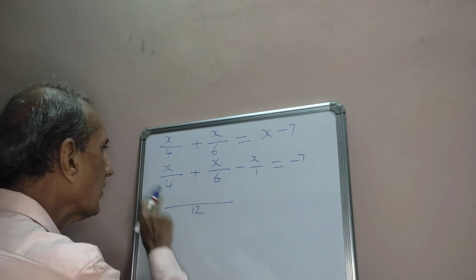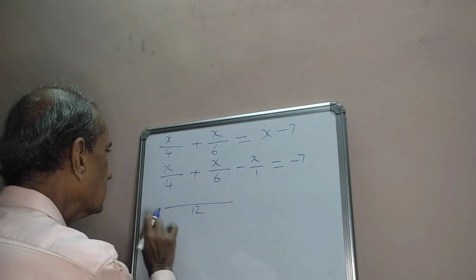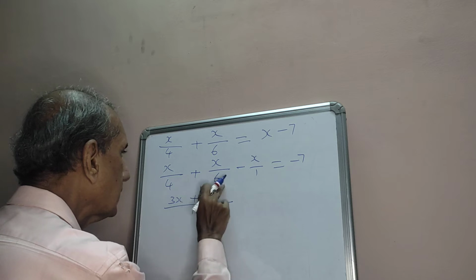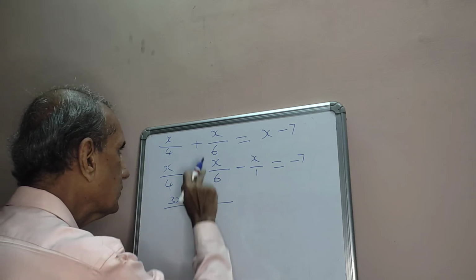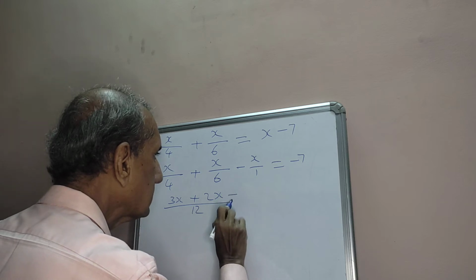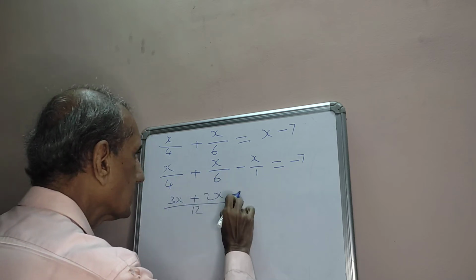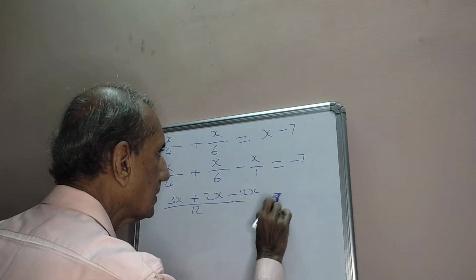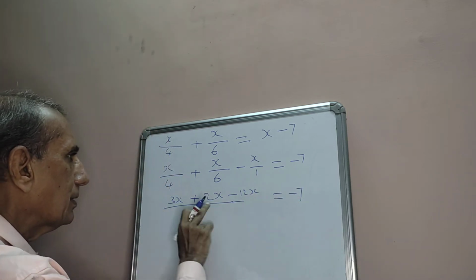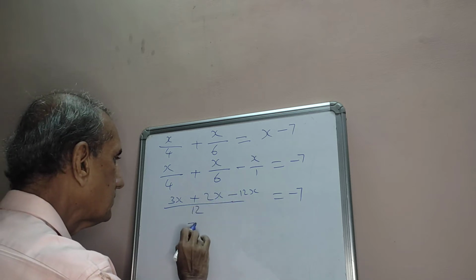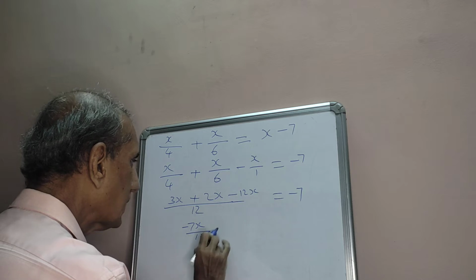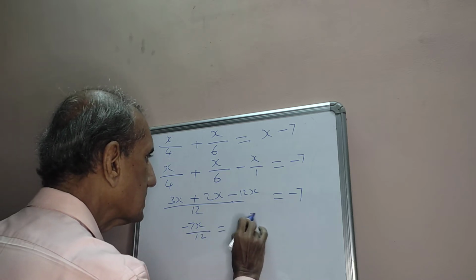And now divide 12 by 4, you get 3. 3 into x is 3x plus divide 12 by 6, 2. 2x minus 12x. Okay. So what do you get now? Minus 7x by 12 is equal to minus 7.